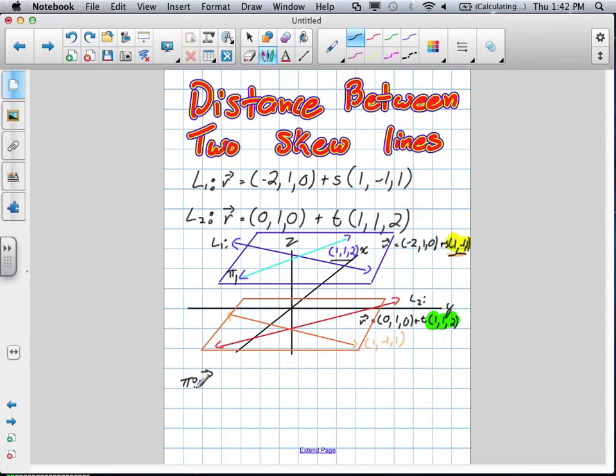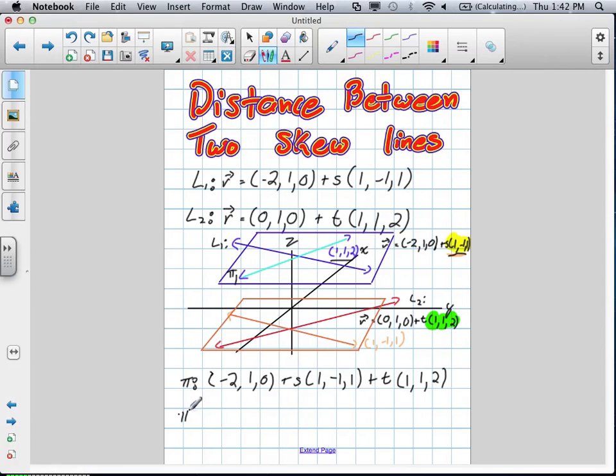is going through the point. Actually, we'll get rid of the R. It goes through the original point, which is at -2, 1, and 0, but it's denoted by two vectors. Remember, our planes are denoted by two vectors, so some scalar of our first direction vector and some scalar of our second direction vector, which is 1, 1, and 2.